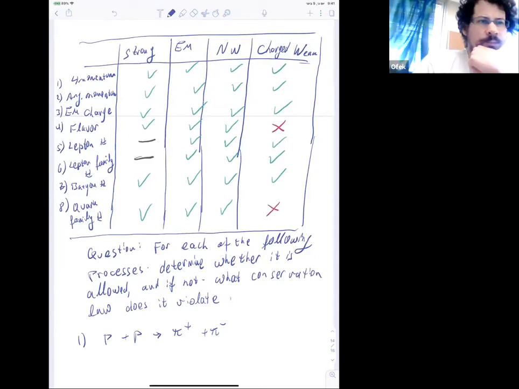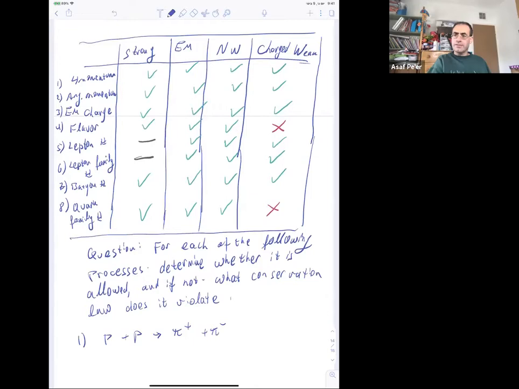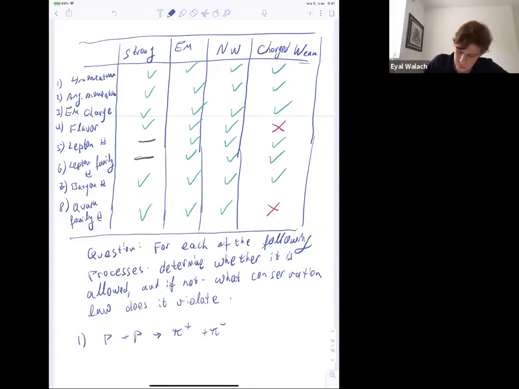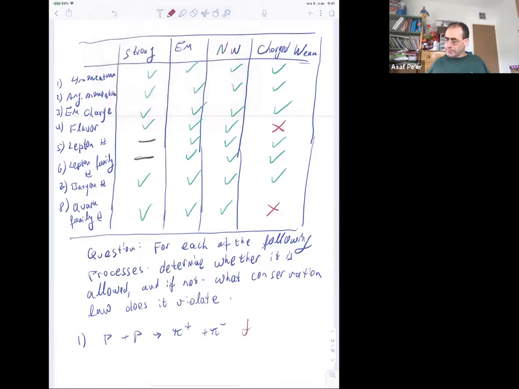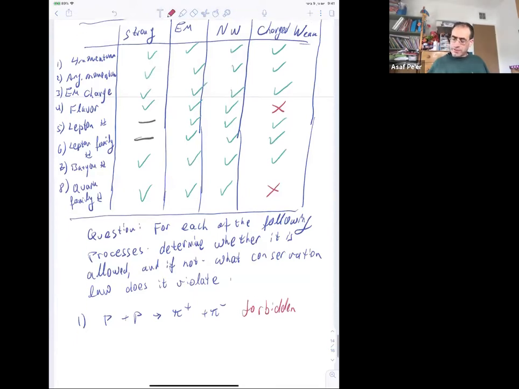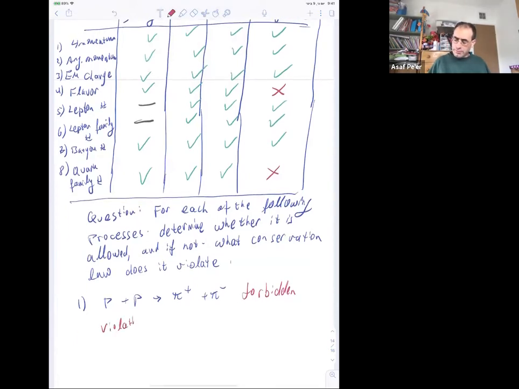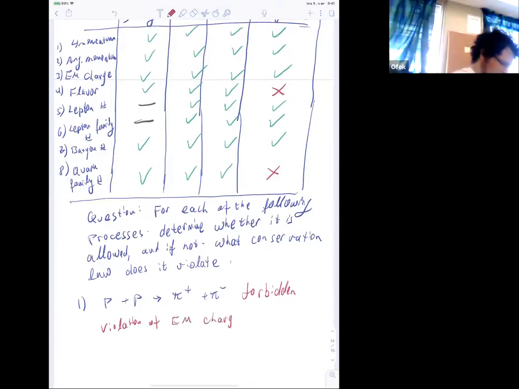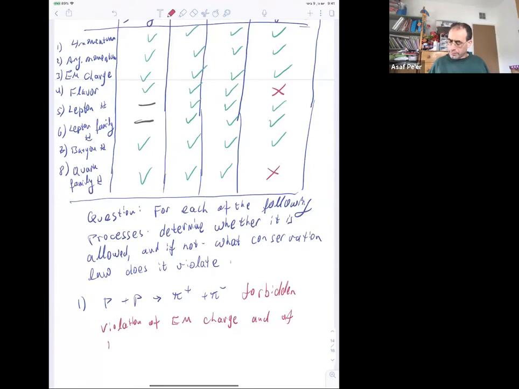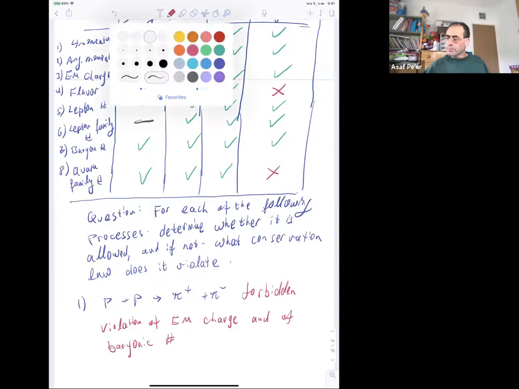No charge. Right. That's one thing. More? Baryonic number. Baryonic number, very good. So this is forbidden, of course. And there are two reasons, right? One is violation of electromagnetic charge and of baryonic number. Right?